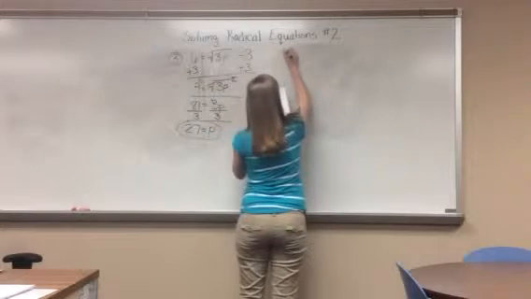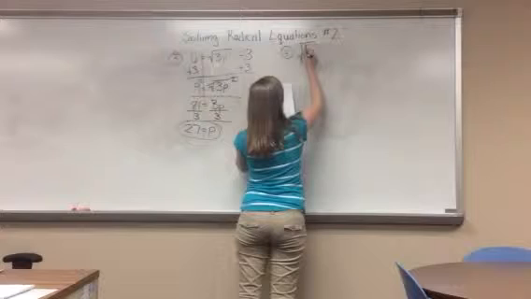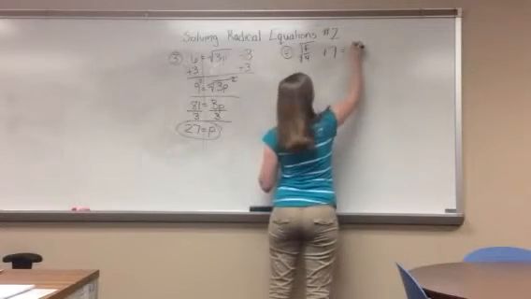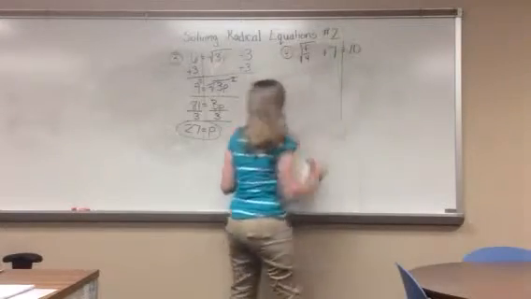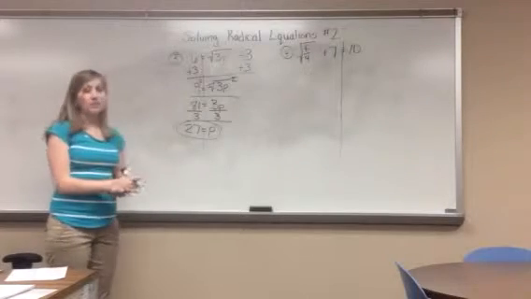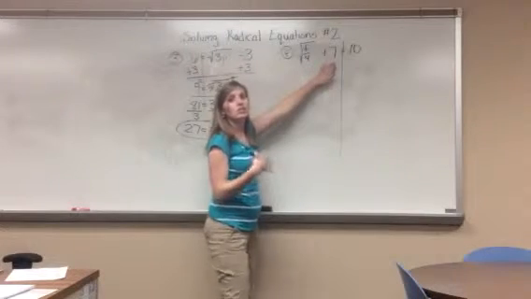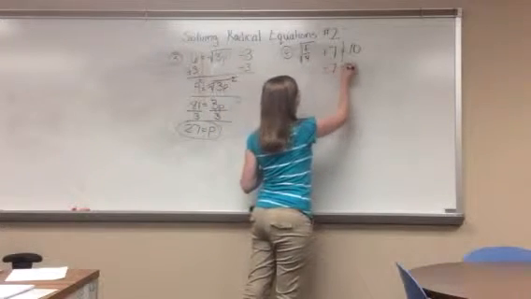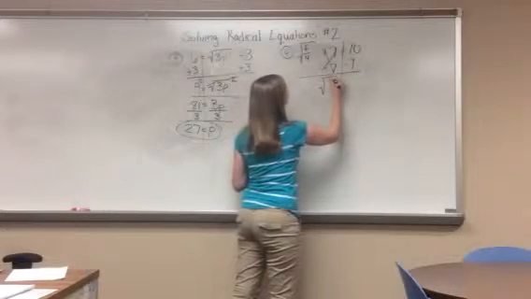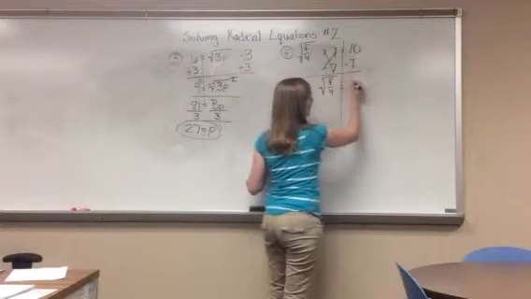Number 4. We have the square root of f over 4 plus 7 equals 10. Again, any number that's outside of the square root must get canceled first. So the 7 is on the outside, so I need to cancel it first. This is a plus 7, so to cancel it, I will subtract 7 on both sides. I get the square root of f over 4 equals 10 minus 7 is 3.